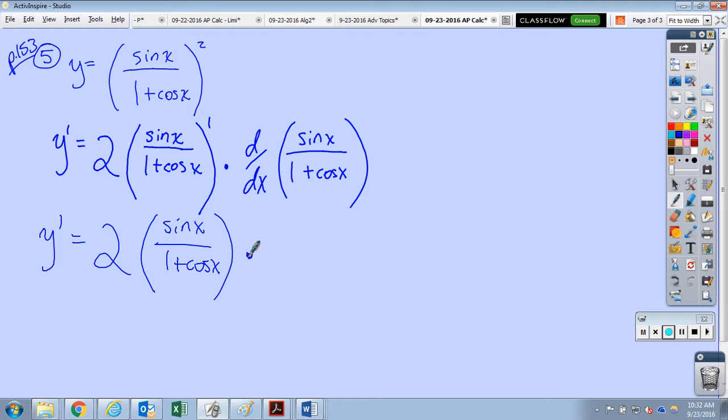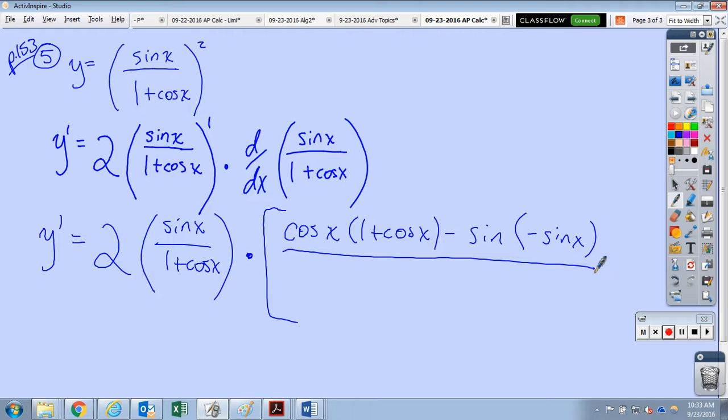Now, this here is going to be quotient rule. The big picture here is quotient. The derivative of the top is cosine x. Leave the bottom alone. Minus leave the top alone, times the derivative of the bottom, which is negative sine x. I could write 0 plus negative sine x, same thing. All over the bottom squared.